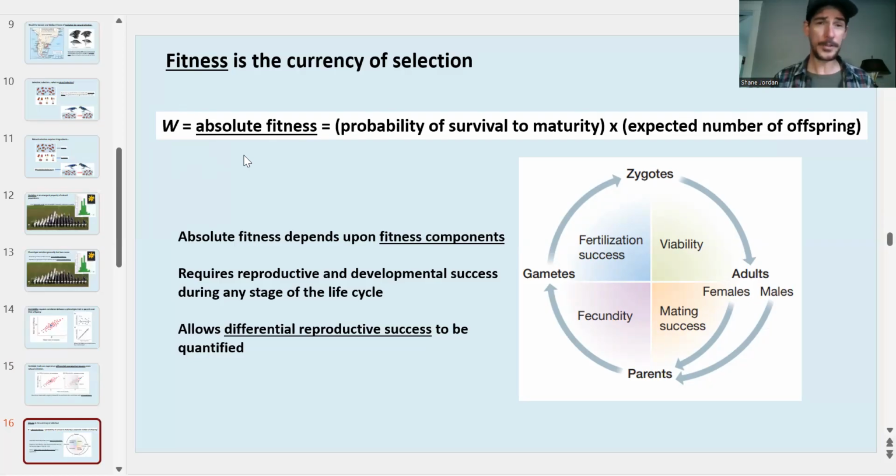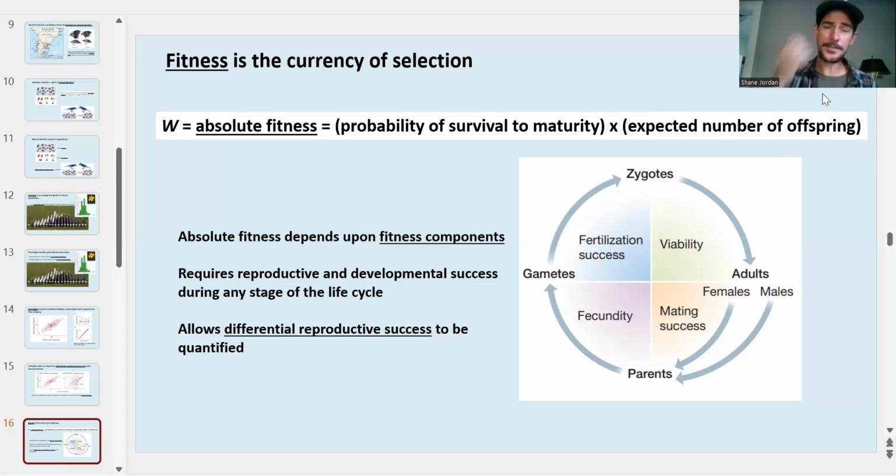But most simply, it's quantified as an individual's probability of survival to maturity times the expected number of offspring that they might have. This is saying, what are their chances of actually making it to a reproductive age where they're possibly going to have offspring? And then how many offspring might we expect them to have based on some sort of a priori knowledge? And this gives us an idea about the absolute fitness that individuals carry.